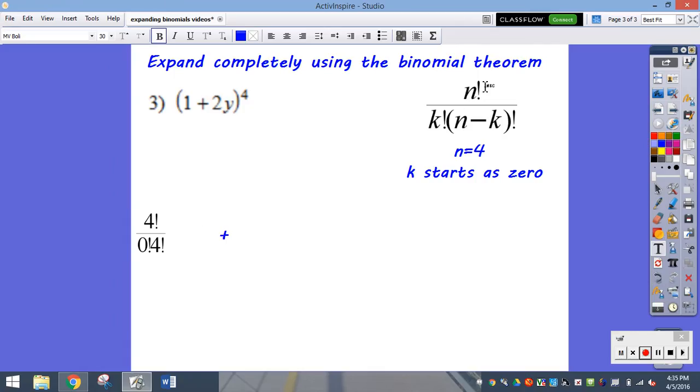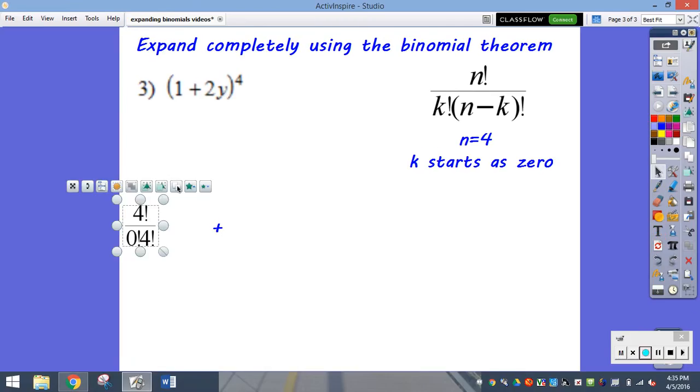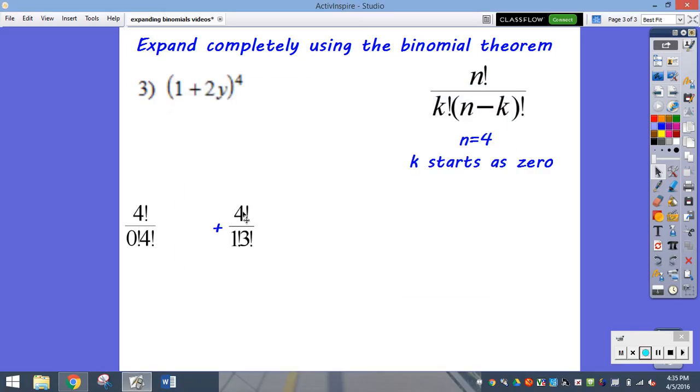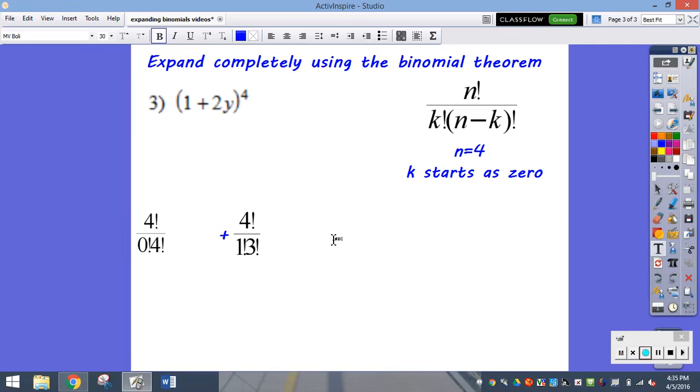N factorial does not change. So again, the next coefficient will have 4 factorial on the top. However, on the bottom, it does change, because I've moved to the next term. So that means my k value is now 1. And 4 minus 1 is 3. So my next coefficient would be 4 factorial over 1 factorial, 3 factorial. And then I'm going to throw in a plus sign.